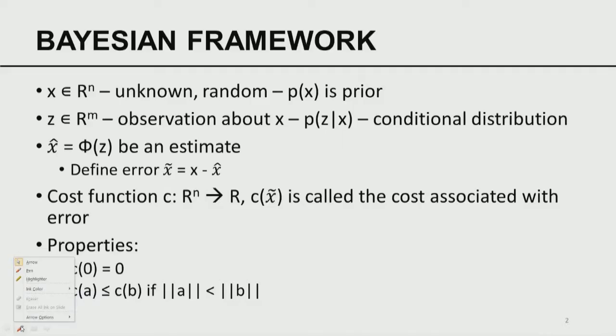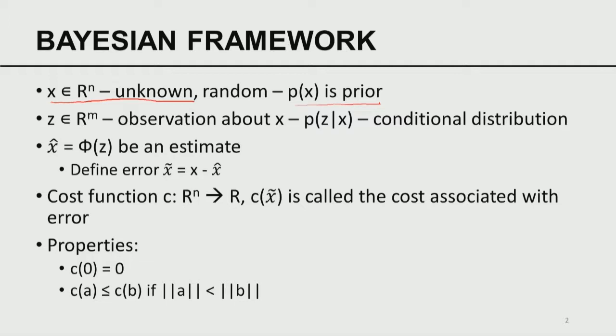Please remember, Bayesian framework is an alternative to the Fisher's framework. In the Bayesian framework, let X be an unknown vector, is random. This random unknown vector is supposed to follow a probability distribution called P of X, which is known as a prior distribution. Prior distribution essentially is a summary of our understanding about the unknown.